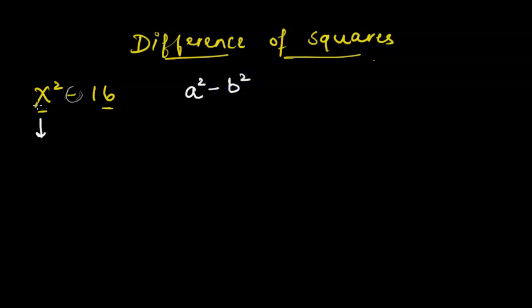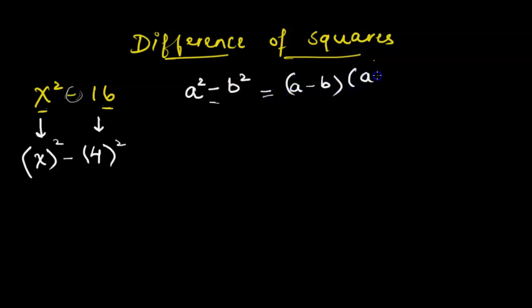So if a question can be written as square of the first term, x squared, minus square of a second term, because it's 16 here, 16 is a square of 4, so 16 can be written as 4 square. Now if a question can be written as a square minus b square, the answer in factored form is a minus b, a plus b. So x squared minus 4 square will be x minus 4, x plus 4 in factored form.